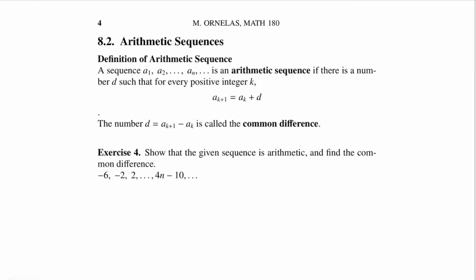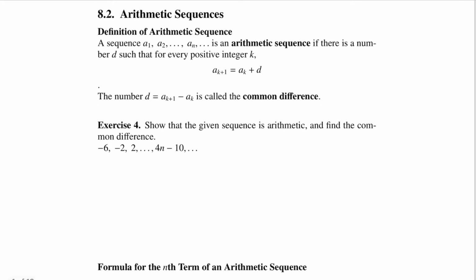Hi, this is section 8.2 on arithmetic sequences. An arithmetic sequence is a sequence that has a common difference, which is d. A common difference is when you add the same number each time to get the next term. So this is what I mean.